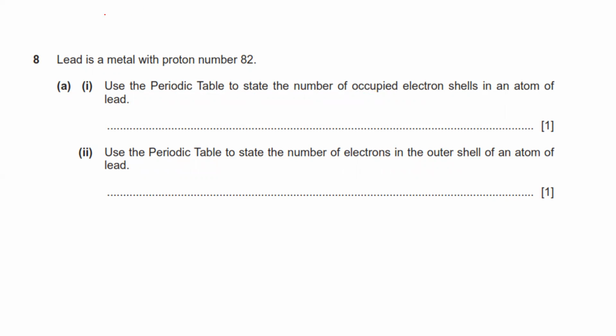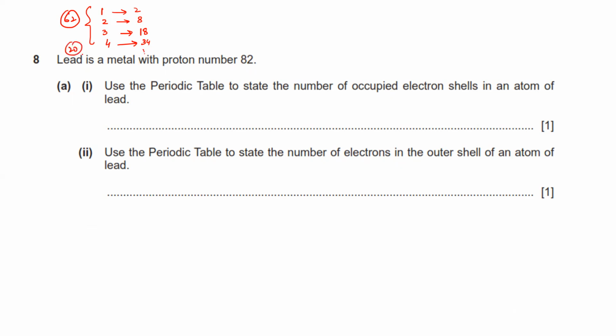So remember, the first shell will have 2, the second shell will have 8, the third shell will have 18, the fourth shell will have 32, and so on. So if we calculate 2, 8, 18, 32, this comes out to be 60, and we have a total of 82.